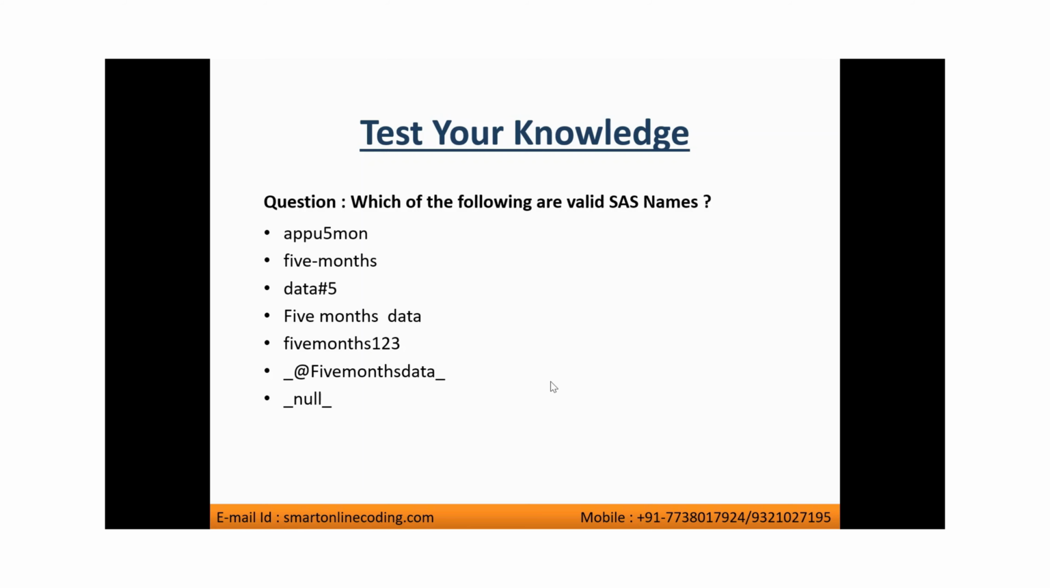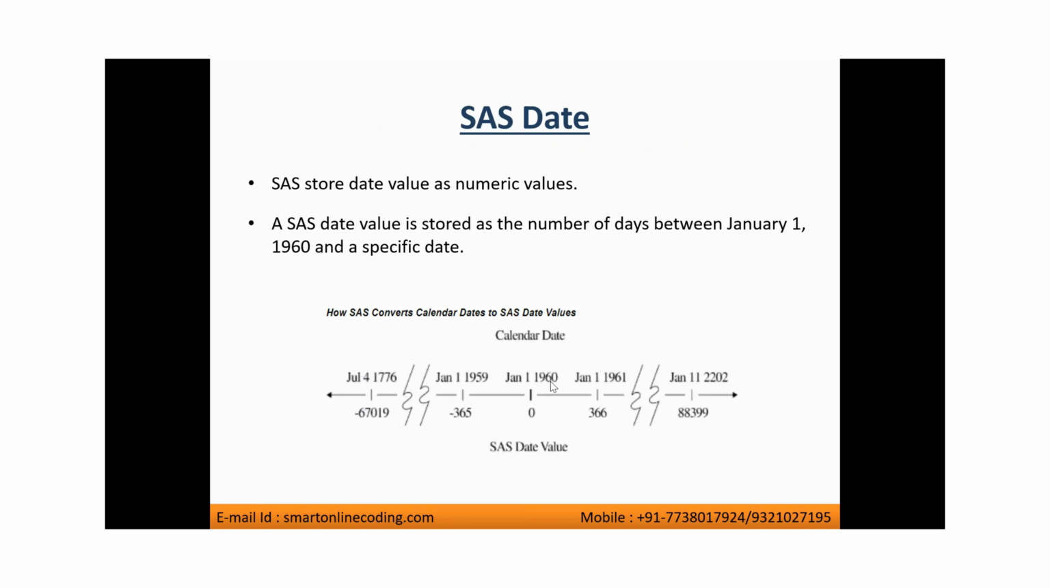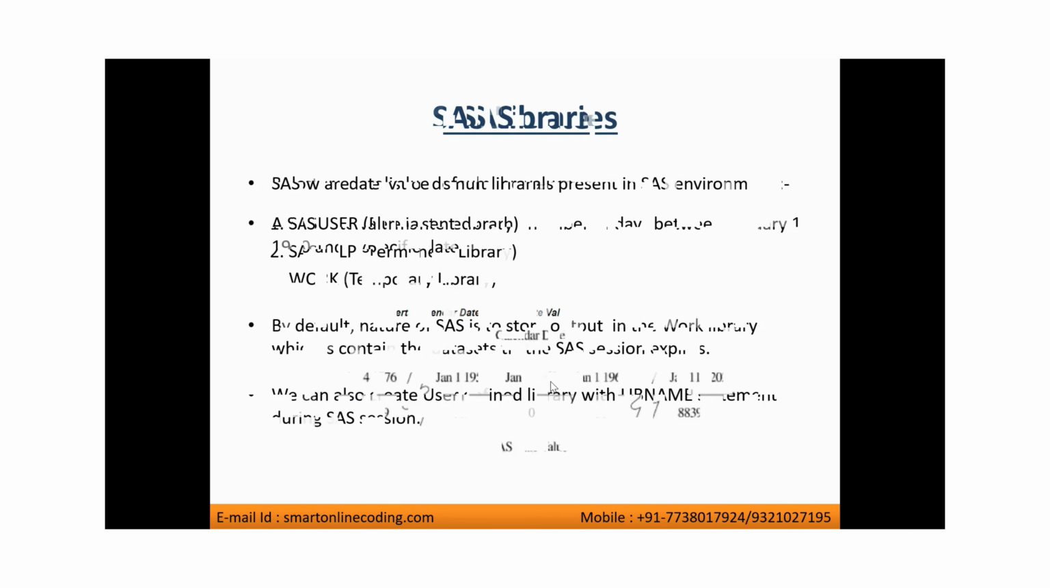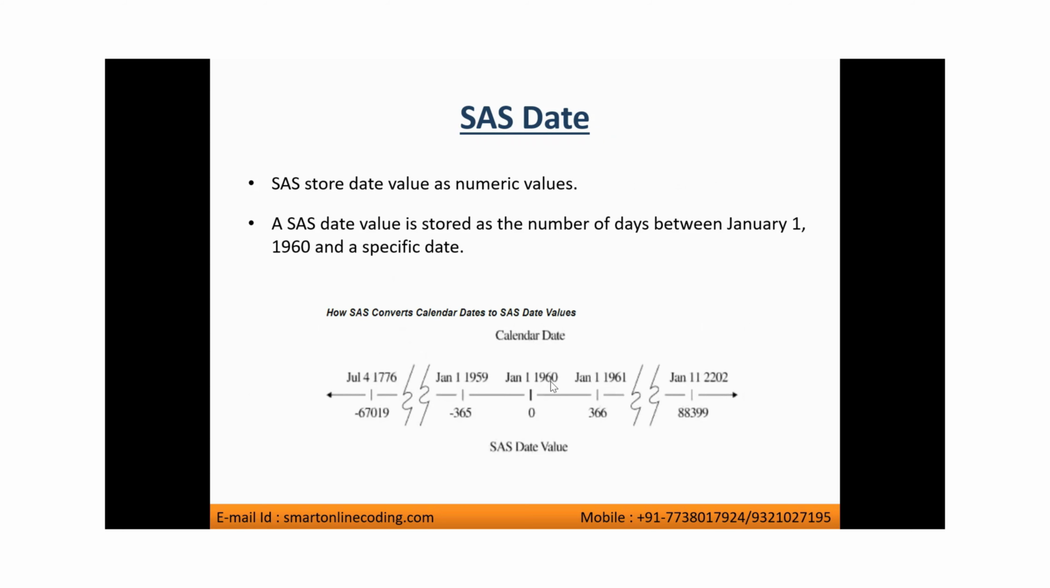Yes. So the last one, which is valid, usually underscore null underscore. These are temporary data sets we use a lot in SAS programming, which you will be going through further in our course. That is why we use underscore null underscore: when we don't want to store any particular memory, if you don't want to assign something further, we'll see about it later. Okay, now let's go through the SAS date.